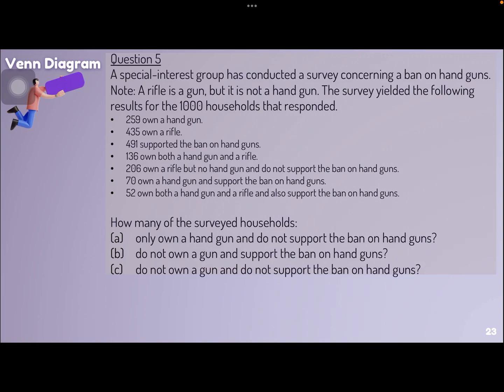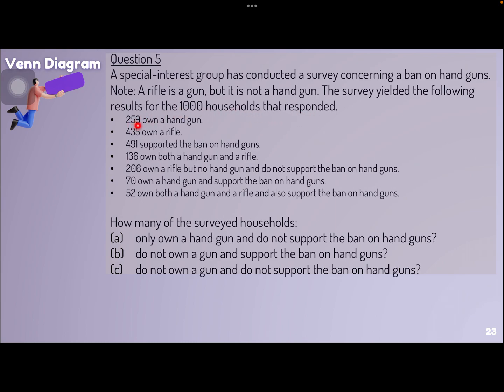Question 5. A special interest group has conducted a survey concerning a ban on handguns. Note, a rifle is a gun, but it is not a handgun. The survey yields the following results for the 1,000 households that responded.